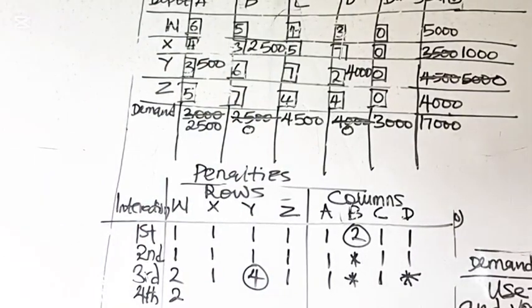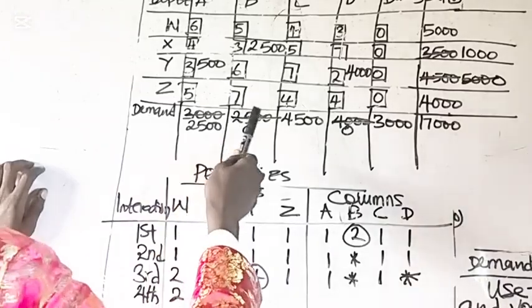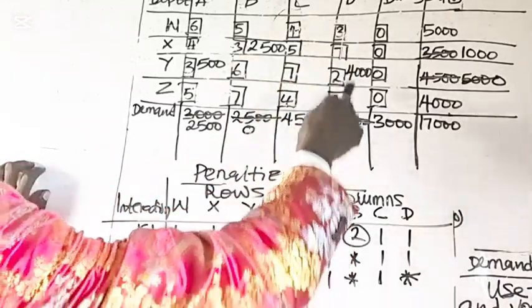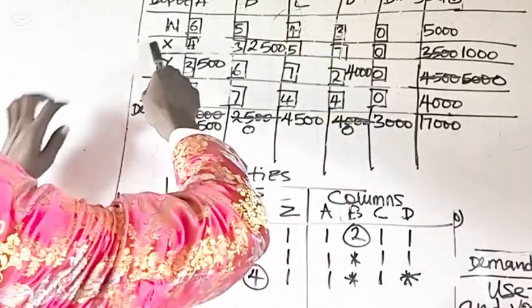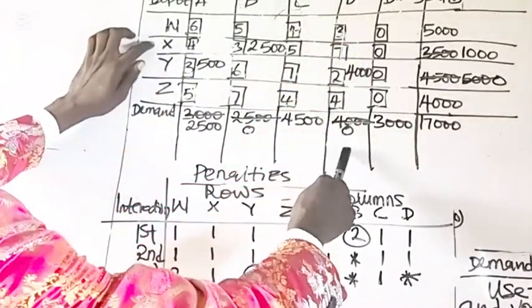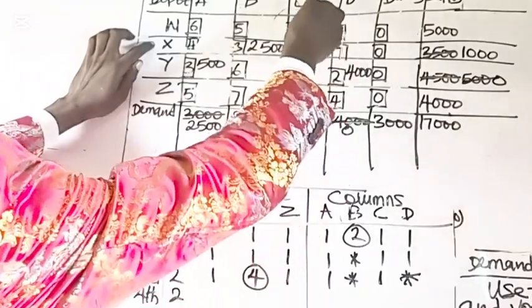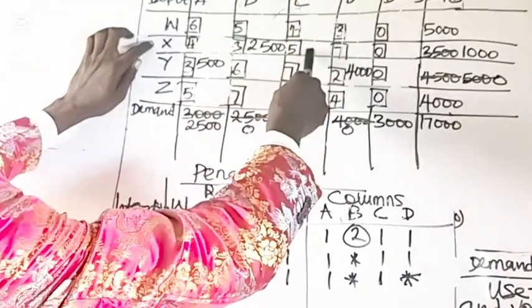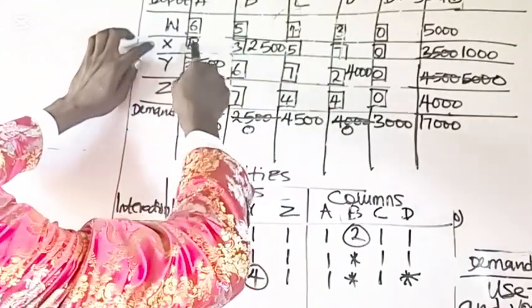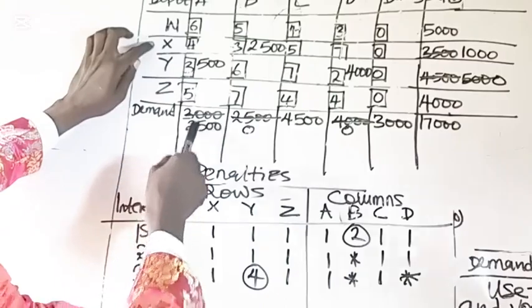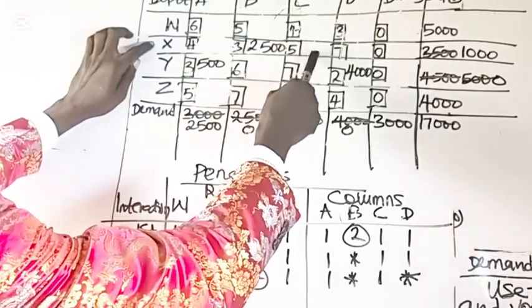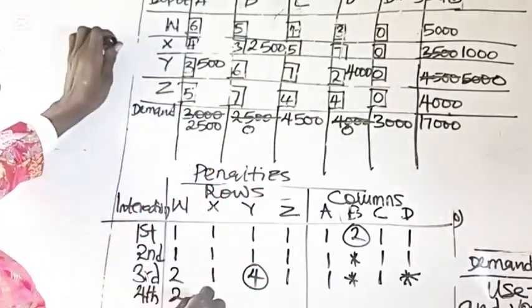Then row X, you can't consider anything here in the same line with X. Since we've exhausted this, you can't consider anything here. So you still have here 5. The least is 4, since you still have quantity here. The next one is 5. 5 minus 4, that is 1.